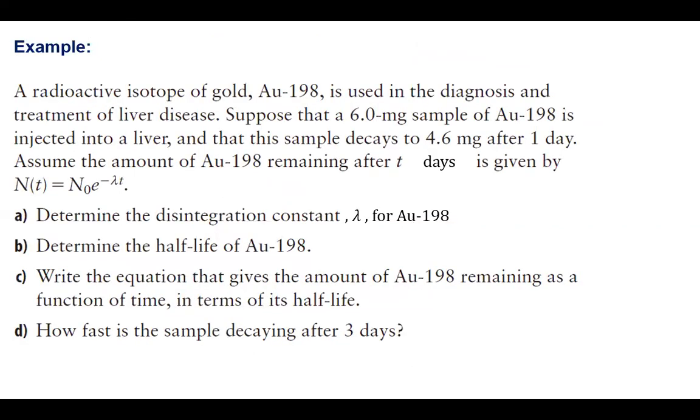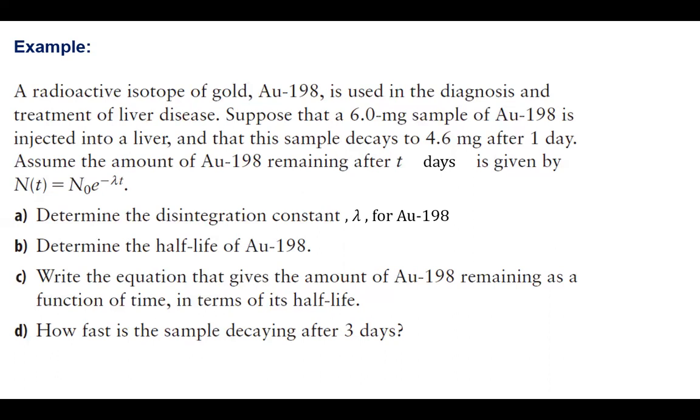Okay, so this example question here. A radioactive isotope of gold, AU198, is used in diagnosis and treatment of liver disease. Suppose that a 6.0 milligram sample of AU198 is injected into a liver, and that this sample decays to 4.6 milligrams after 1 day. Assume the amount of AU198 remaining after t days is given by this function, N(t) equals N0 times e to the power of negative lambda t.